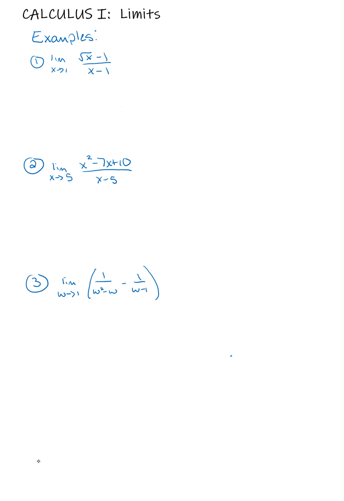I just want to go over some examples working with limits. All right, so the first one is the limit as x approaches 1 of the square root of x minus 1 over x minus 1. Now, looking at this, you might think, well, we can simply evaluate all of the x's for 1 and see what we get. Well, there's a problem here.